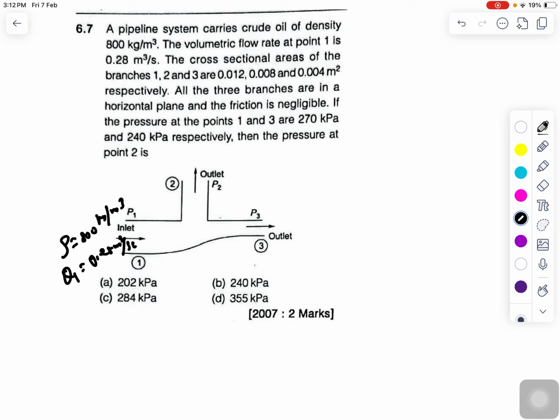Okay, so you are supposed to calculate pressure at point 2. Definitely, in order to calculate the pressure, you have to use Bernoulli's equation first. Second thing is that Q1 can be written as Q2 plus Q3. This one is our first equation.